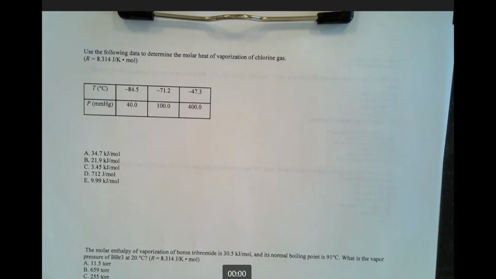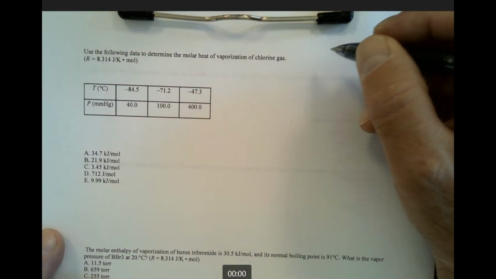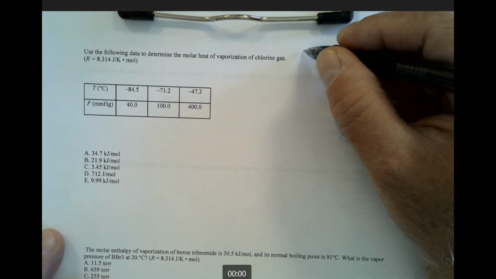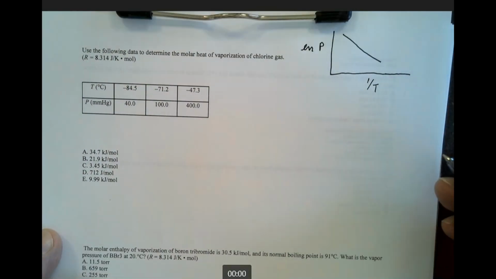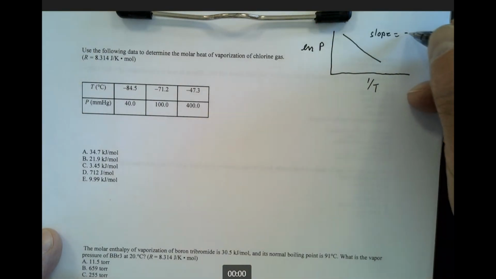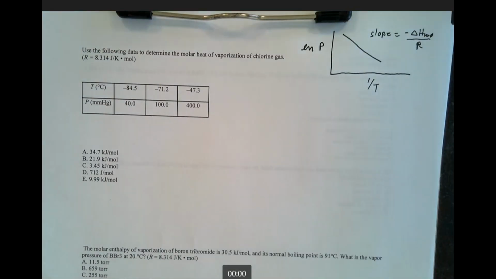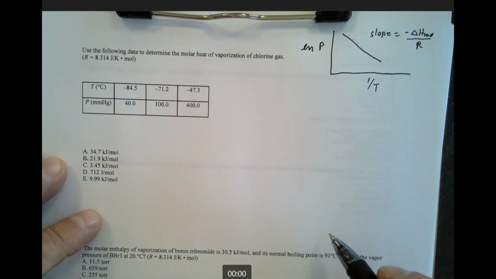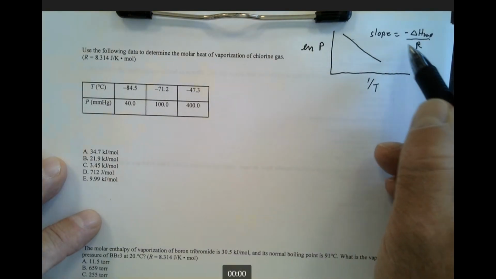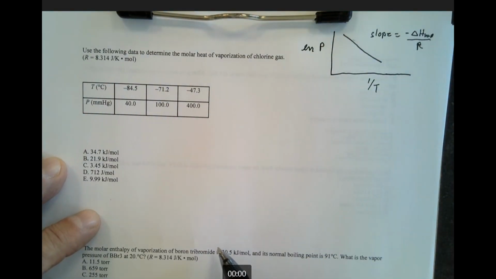Use the following data to determine the molar heat of vaporization of chlorine gas. So what we want to remember is that I have natural log of pressure along one axis, and then if I plot 1 over T, I get a slope, and that slope is equal to negative the heat of vaporization over R. So if I can just get a couple points on here and solve for the slope, and once I have the slope, I'm going to need to multiply by R.